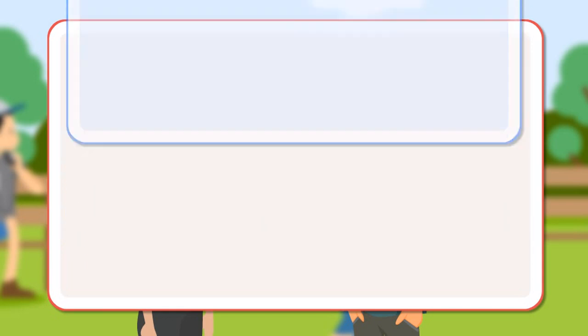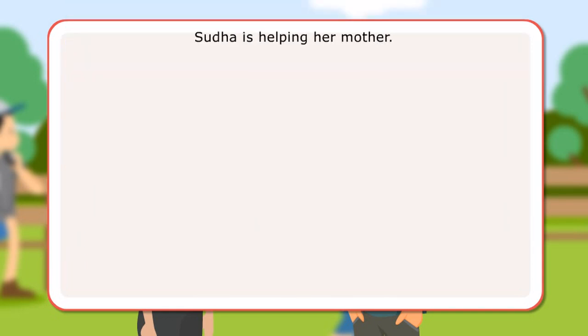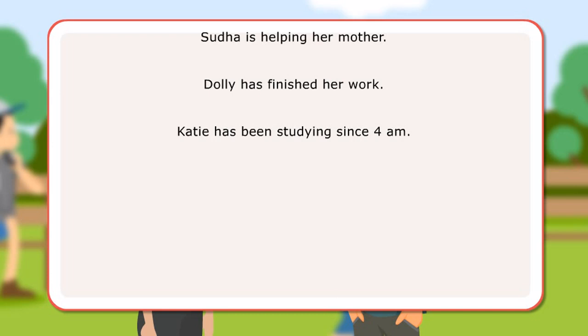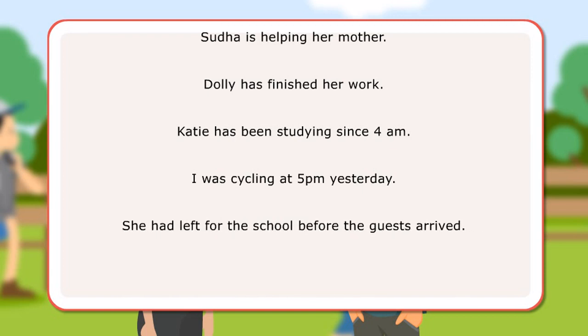Let us look at a few sentences. Sudha is helping her mother. Dolly has finished her work. Catty has been studying since 4 a.m. I was cycling at 5 p.m. yesterday. She had left for the school before the guests arrived. She had been working on the project for a long time.